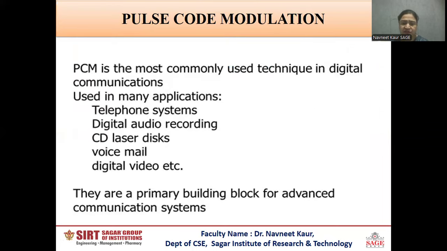Now, what are the applications of pulse code modulation? Pulse code modulation is used in many applications like telephone systems, digital audio recording, CD laser disc, voicemail, and digital video. It is a commonly used technique in digital communication, and it is a primary building block for advanced communication systems.